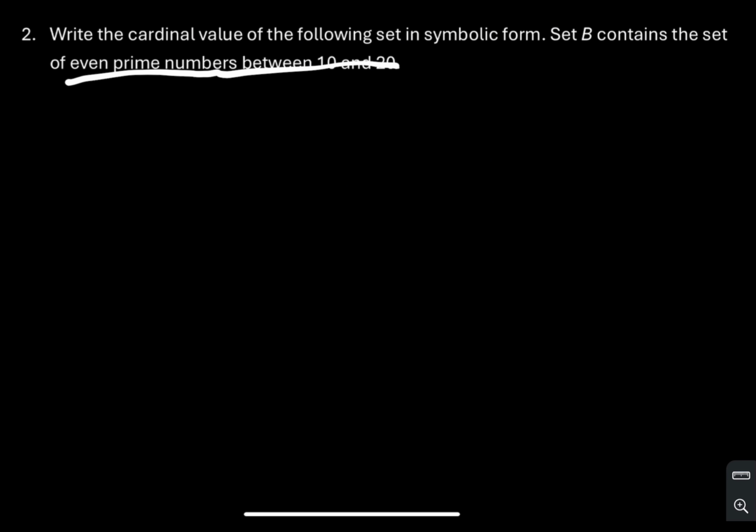So our set elements are going to be between 10 and 20. So that's not including 10 or 20. So we're going to start at 11. Is 11 an even number? If we divide 11 by 2, we're going to get 5.5, which is not a whole number. So that means that 11 is not even. And then we go to 12. We know that 12 is even because 12 divided by 2 is going to give you 6. But is 12 a prime number?